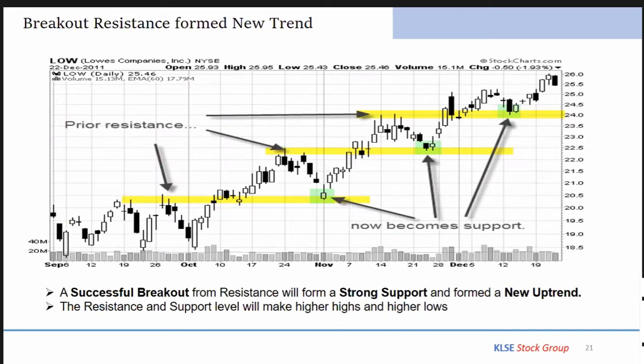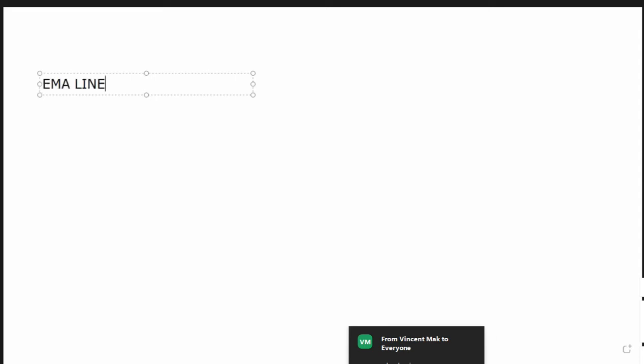Vincent: Is the EMA line trend determined by the banker or who? Okay, I don't quite understand your question, but you try to ask. I'm trying to figure out the EMA line. I want to make it clear, who dominates?